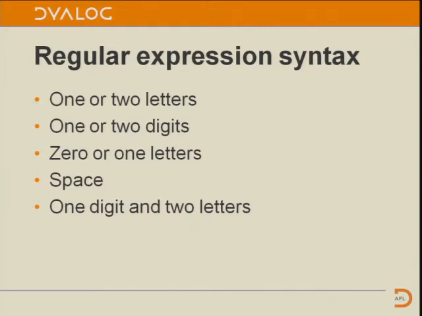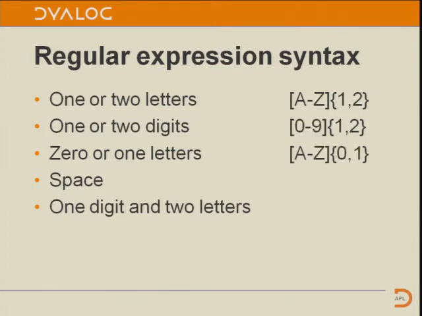Now we can say 1 or 2 letters, just like that. In the first bit there, in the square brackets, there is a class, A to Z. That means that any single letter between A and Z will match. And then we qualify it in the braces there with saying 1 to 2. There can be either 1 or 2 of them. And similarly for the numbers. And then similarly for 0 or 1 letters.